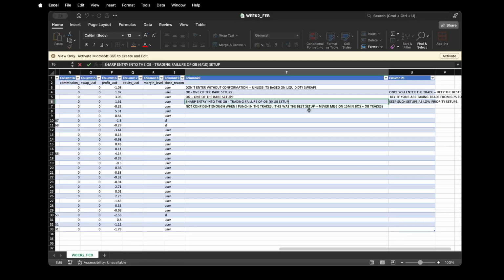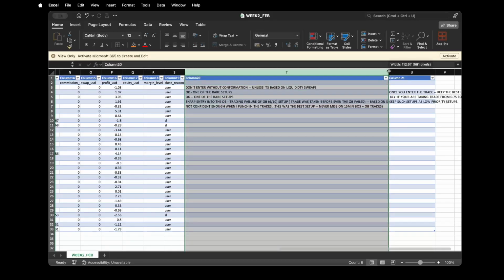So this is a 6-1 trend setup, sharp entry into the order block. The trade was taken before the order block even failed, based on selling momentum. The trade was based out of selling momentum. Yep.